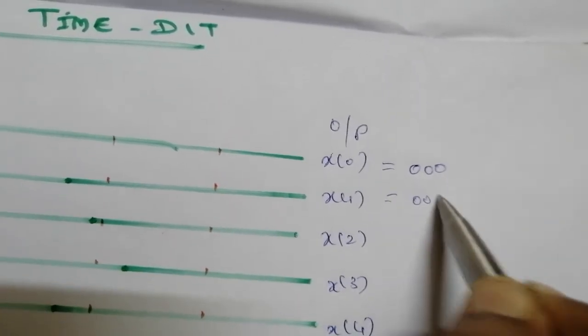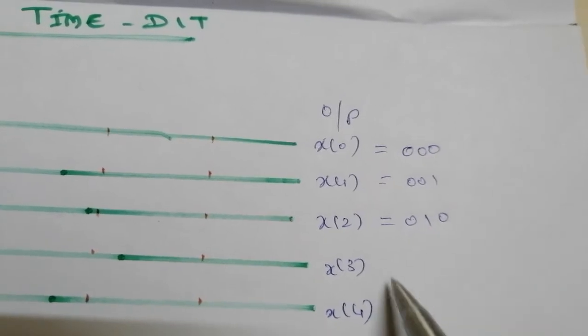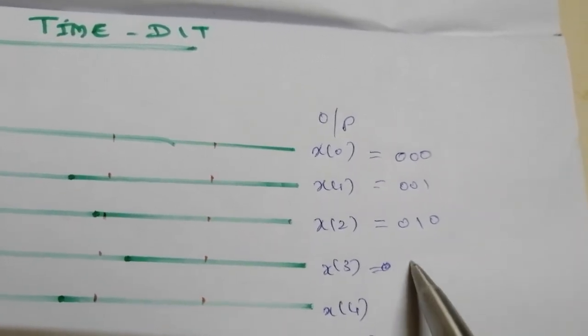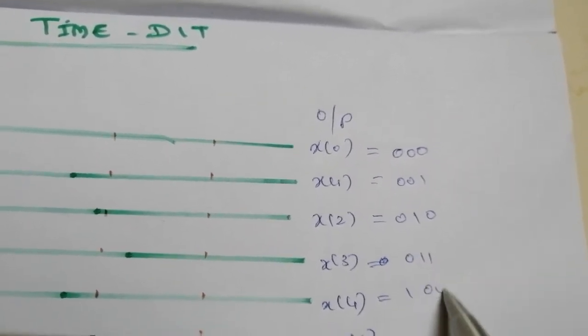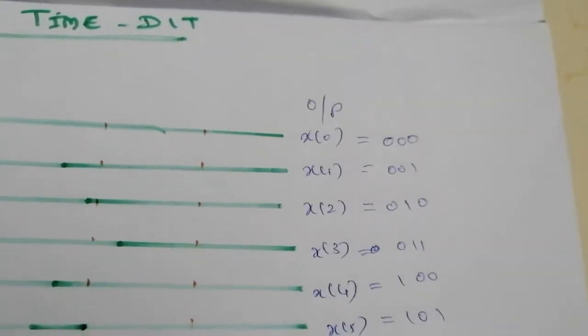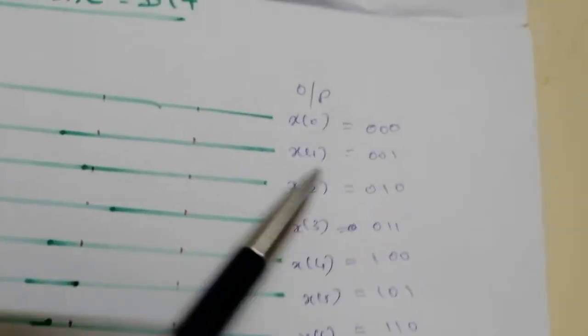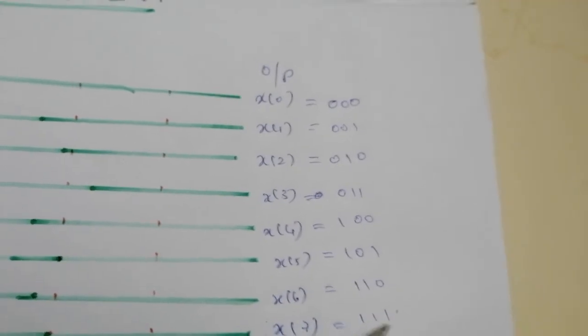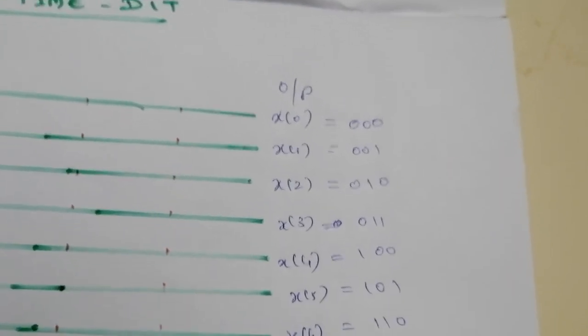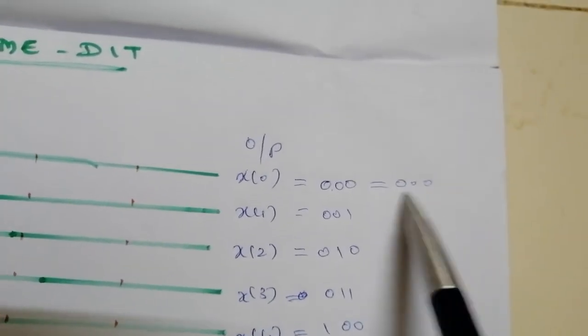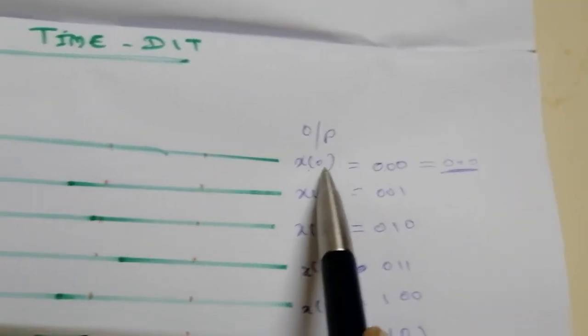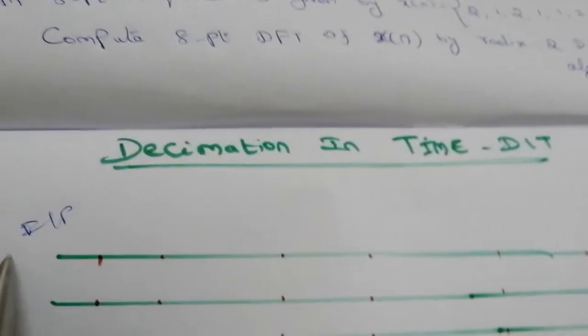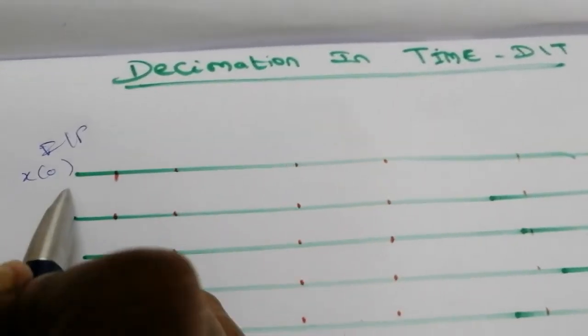And 1 is 001, 2 is 010, 3 is 011, 4 is 100, 5 is 101, 6 is 110, 7 is 111, right? This is the binary format for 8 points. So bit reversal means we are going to reverse each of these bits. If 000 is reversed it is the same 000, which is nothing but x of 0. So this can be written on the input side on the same line as x of 0.